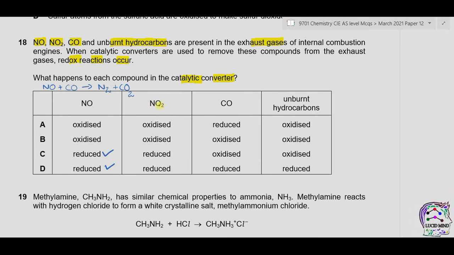Second thing is nitrogen dioxide. Nitrogen dioxide is reduced to nitrogen monoxide. So therefore this is also reduction. Now third one is carbon monoxide, and we can see that it has oxidized to CO2. Last thing is unburnt hydrocarbons. In unburnt hydrocarbons we have carbon and hydrogen. When they are combusted completely, carbon forms carbon dioxide and hydrogen forms water. So therefore this is oxidation. Correct answer is therefore C.